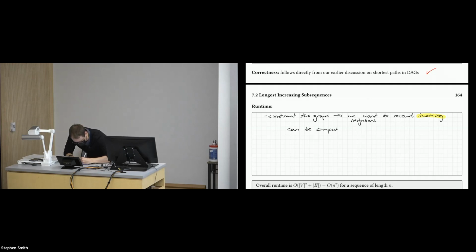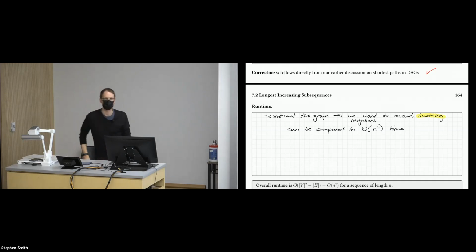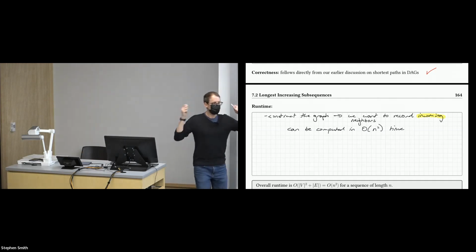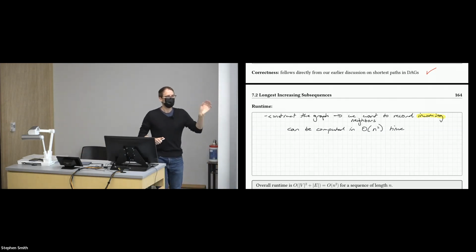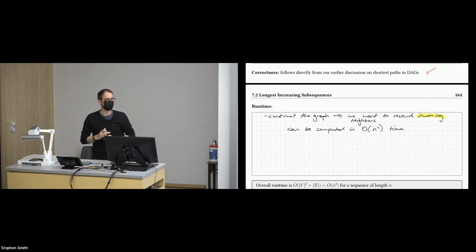So definitely this can be computed in big O n squared time. What I do is for every pair of vertices, every pair in the sequence, I just check if there's an edge for that pair. Is i less than j and ai less than aj? There's actually a slightly better way to do this, but like I said, I'm not focusing too much on the runtime. This is certainly an upper bound for a very naive way of constructing the graph. That'll work, right? N squared.